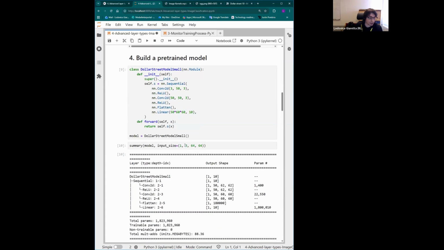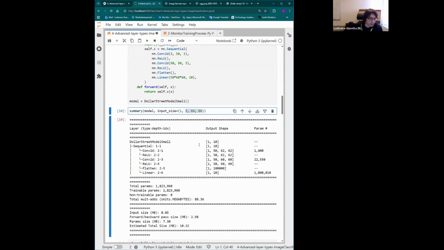So we pass that our input is an image 3 by 64 by 64. And we get a result like this, where we can see the output shapes and number of parameters of each individual layer. And now I want to ask you a question, and it's quite a broad question. What do you think of these shapes and parameter counts?